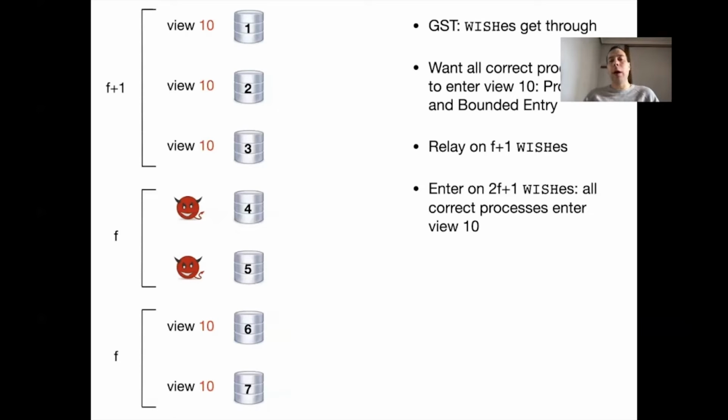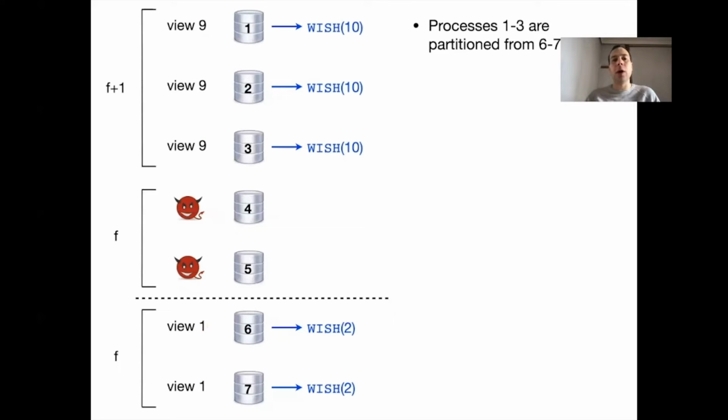So far, I've only used sets of matching wishes, so I haven't demonstrated the full power of the rules of our synchronizer. So let me tweak this example a bit to illustrate this. Let's rewind a bit to the point we had at GST, where processes 1 to 3 were in view 9 and wanted to enter view 10. And processes 6 and 7 were stuck in view 1 and they wanted to enter view 2. And there was a partitioning between these two groups of processes.